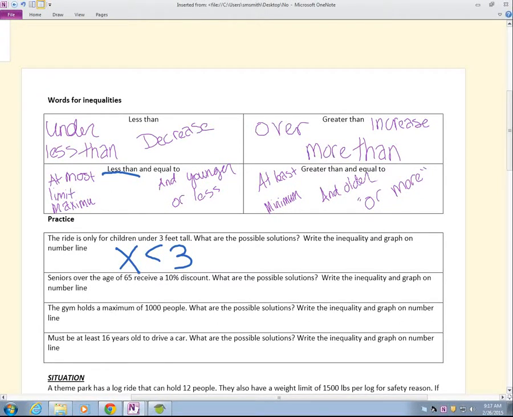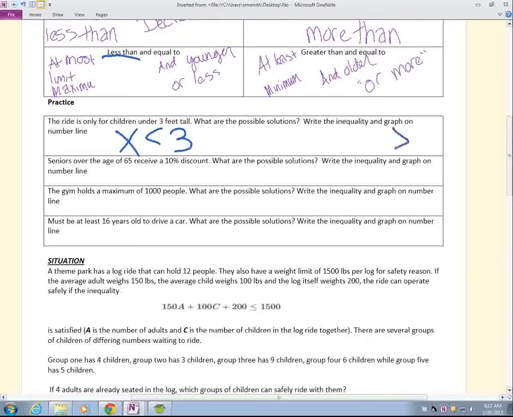Okay. Less than. Good. Now, to graph on a number line, this is what we're going to do. We're going to create a number line. We're going to start at 0, 1, 2, 3. There's our number line. I want to go 0, 1, 2, 3. X is less than 3.